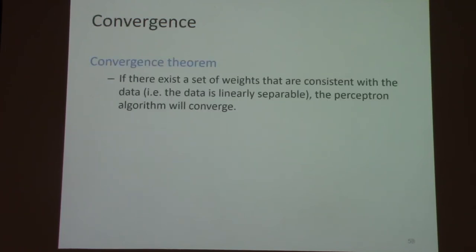Let's move ahead. There are two theorems, and I'm going to state and prove one of them formally. One of them is called the convergence theorem. It simply says, if the data is linearly separable, if there exists a set of weights that is consistent with the data, then the perceptron algorithm will converge. It will find a set of weights that correctly classifies the data.